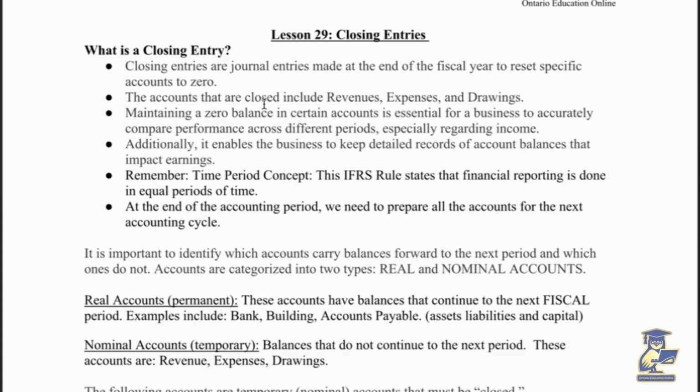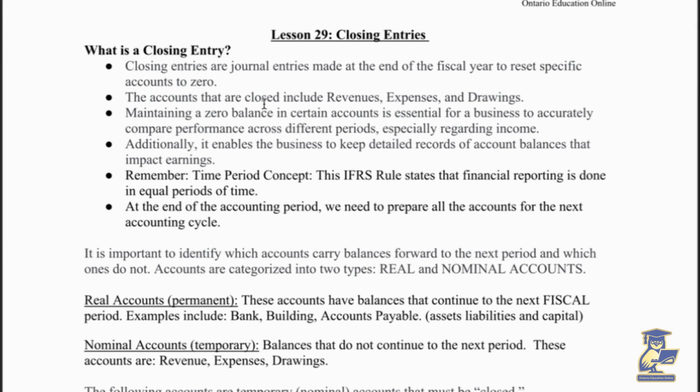Okay, hi everyone. Welcome to lesson 29, where we are going to look at closing entries. So, throughout the course, we have looked at the accounting cycle and we have gone through almost all of the steps that are required within that accounting cycle. So, at this point, we are looking at how to close certain accounts so that we are preparing ourselves for the next fiscal period. Okay.